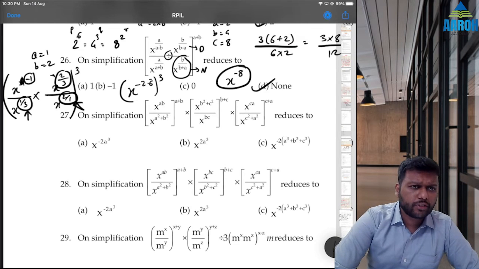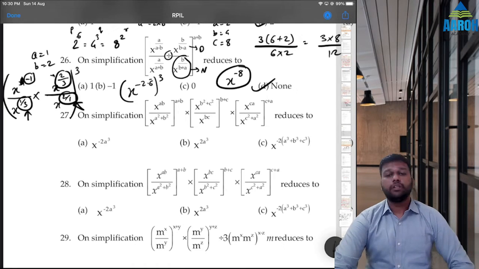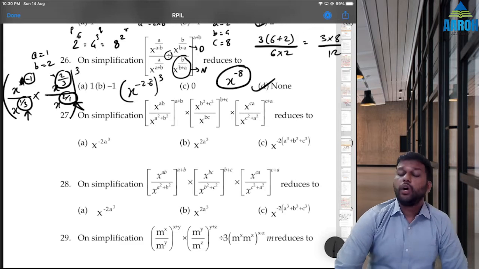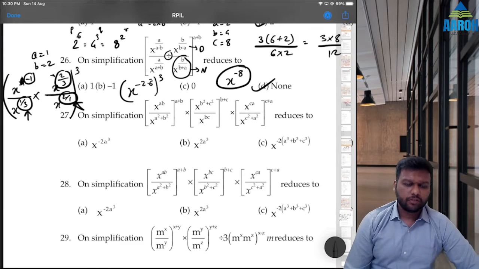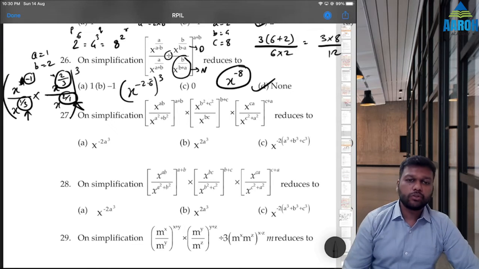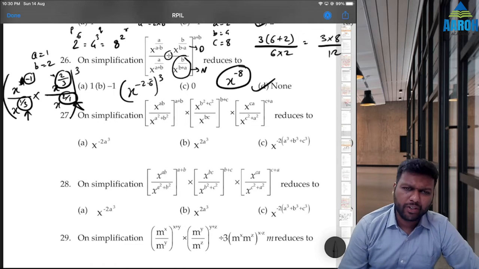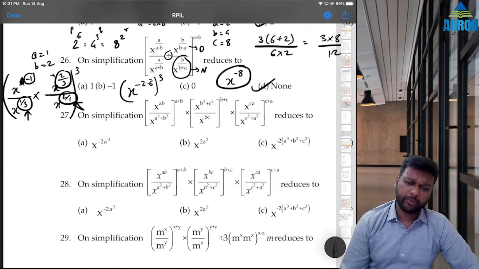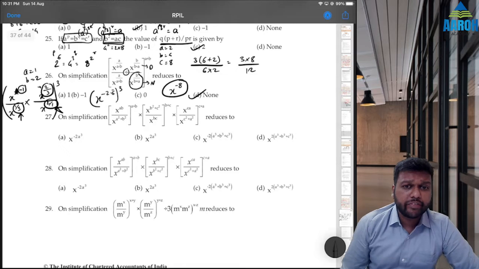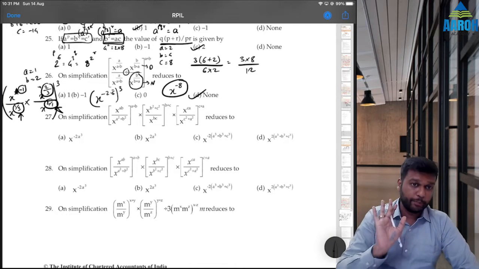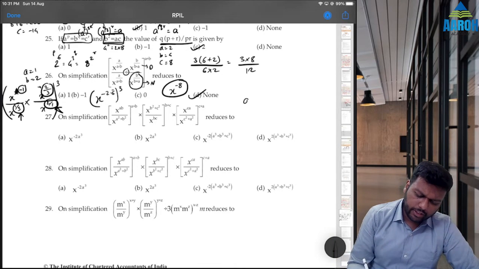So let's go to 27. Just a second. Okay, yeah. 27. Again, 27 looks like a complicated question, but we will not keep it complicated. We'll make it simple by assuming ABC. In the options also we have ABC, so we'll have to put the values in the options also. So let's assume A as 1, B as 2, C as 3: 1, 2, 3.